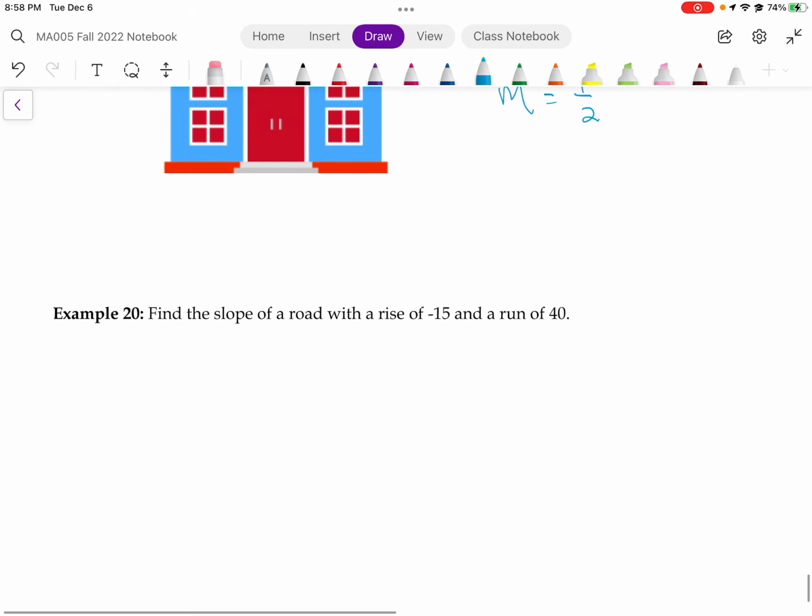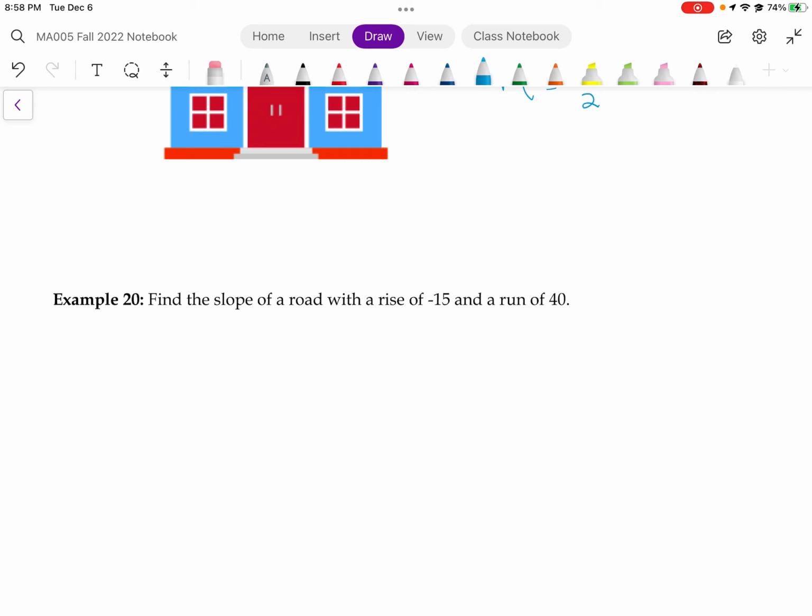All right, last one. Find the slope of a road with a rise of -15 and a run of 40. So the slope is going to be, again, the rise over the run. So the rise is -15 and the run is 40. So it's going to be negative. This reduces by 5. So how many 5s are in 15? 3. And in 40, 8. So I get -3 over 8. And that is a downhill slope.